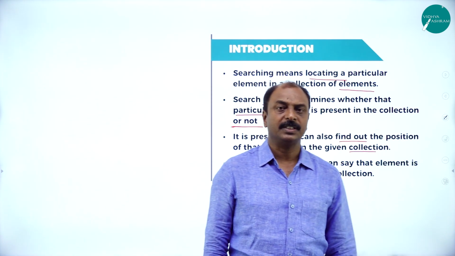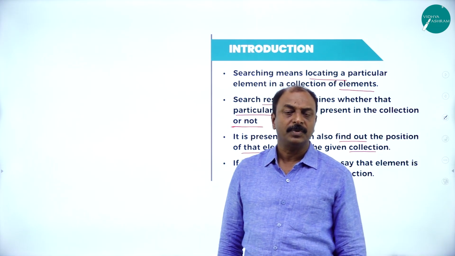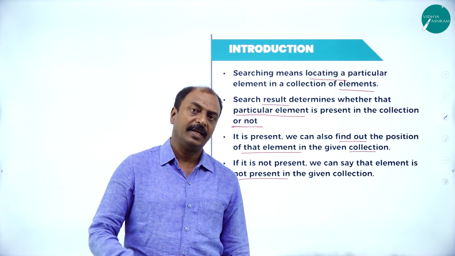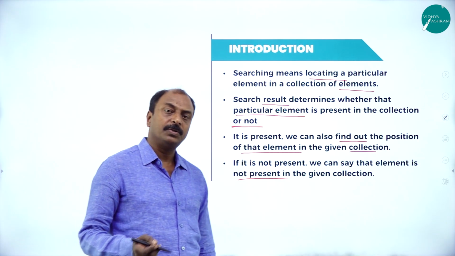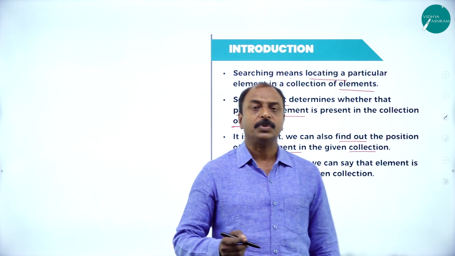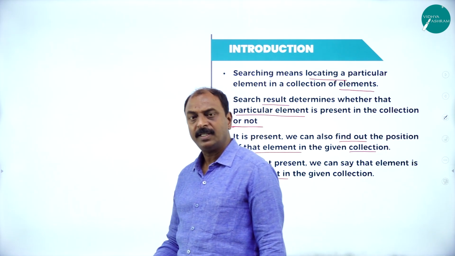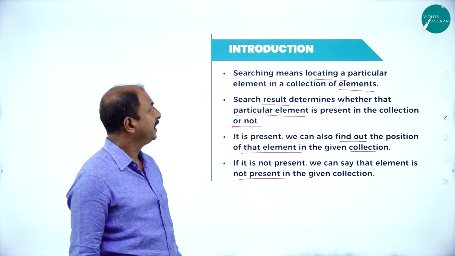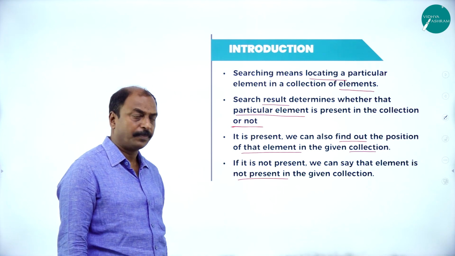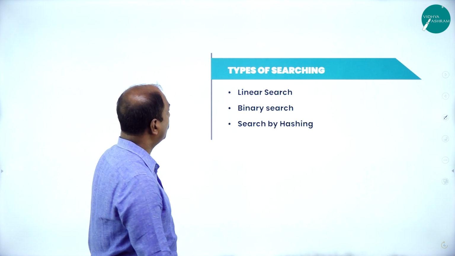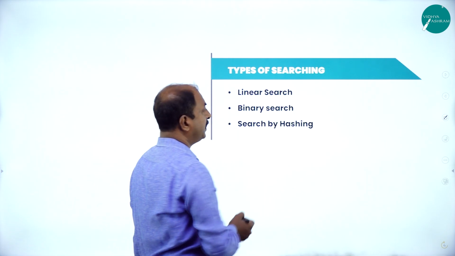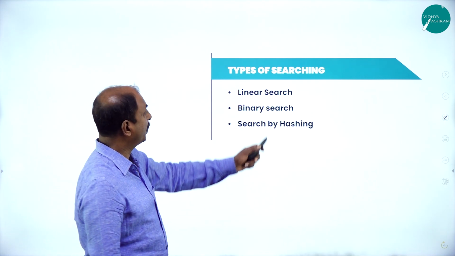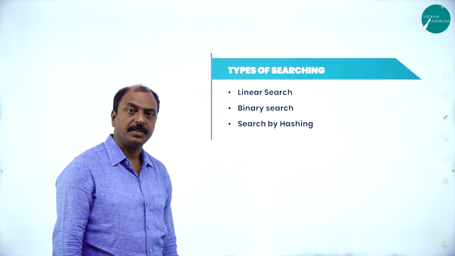So what is searching here? Searching in Python is nothing but an algorithm or a technique where the user looks for a particular element in the given list. If the element is present, we display the element along with its position, and if the element is not present, we display a message saying that the element is not found in the given list. This is the definition of searching. Now let us see in programming what the different types of searching are: linear search, binary search, and search by hashing. According to your syllabus, we are going to study 3 types of searching.